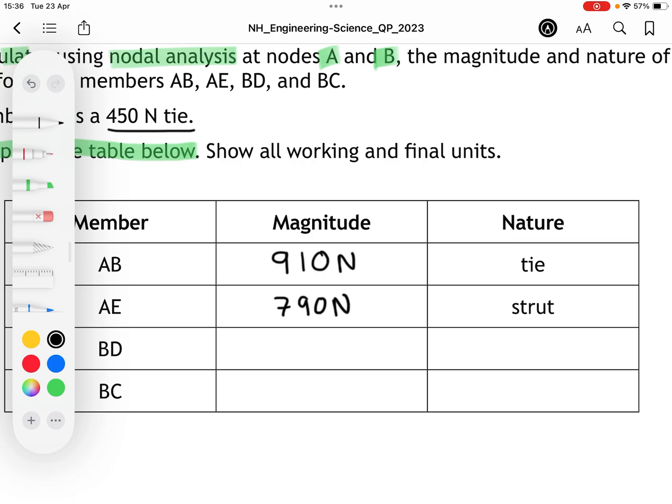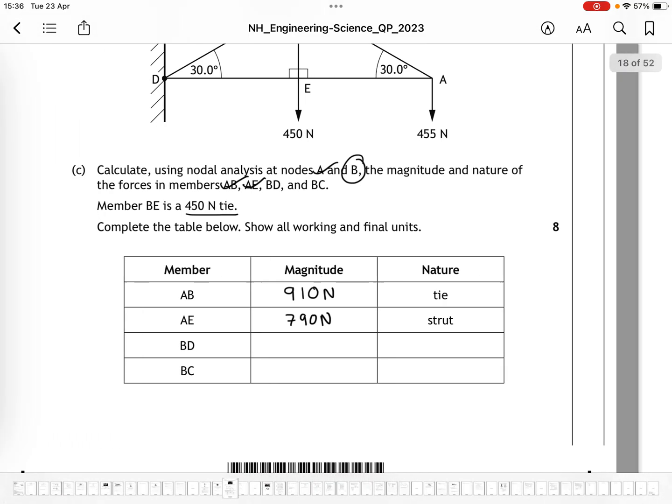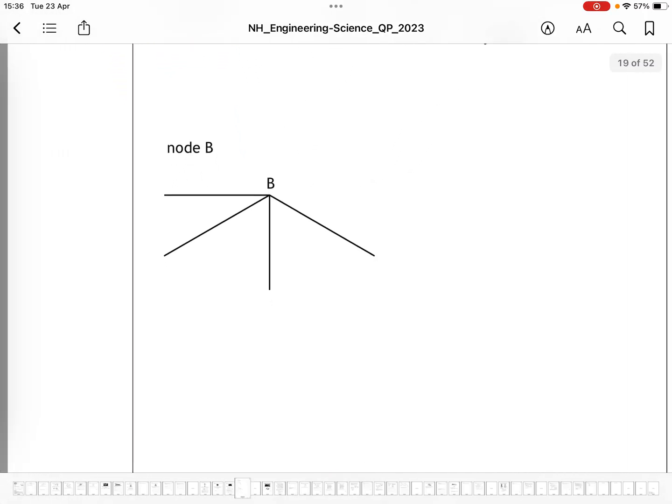Okay, now I've done my nodal analysis of A, and if I didn't have a highlighter in my exam kit, I might just tick off that I've done AB and AE there by analysing node A. That's going to tell me that I've still got node B to look at, and helpfully the exam has given me node B to look at.